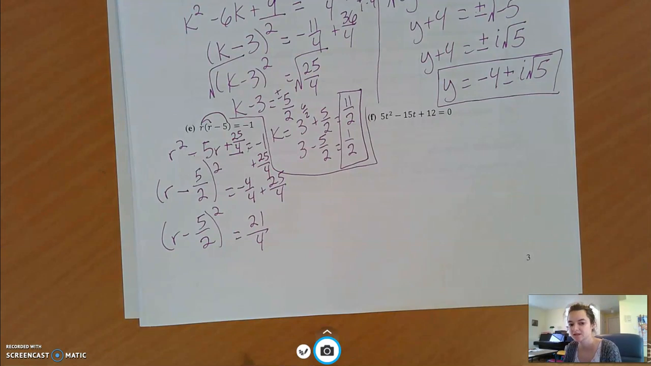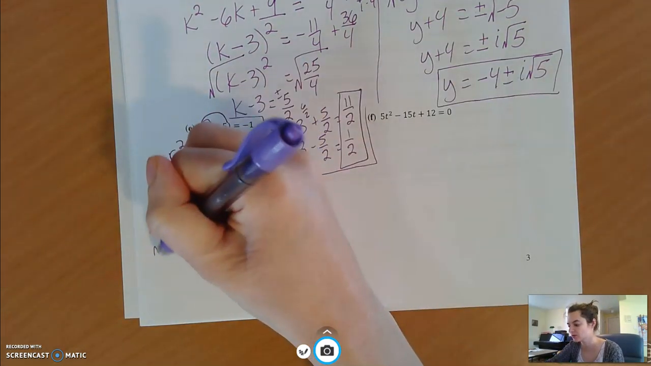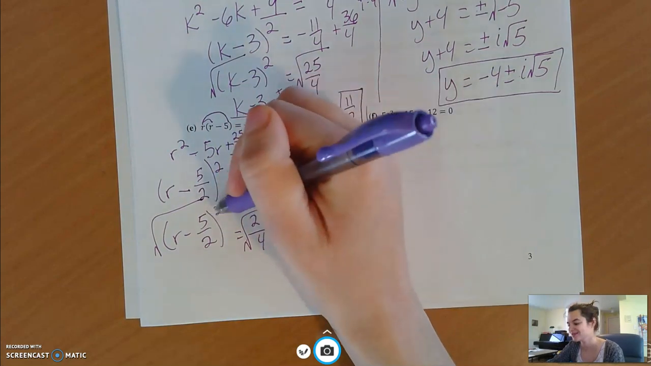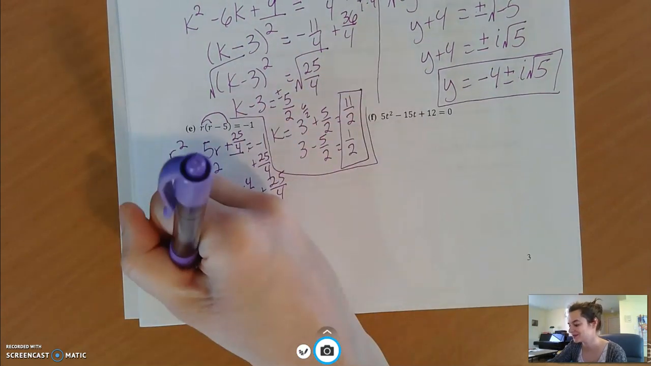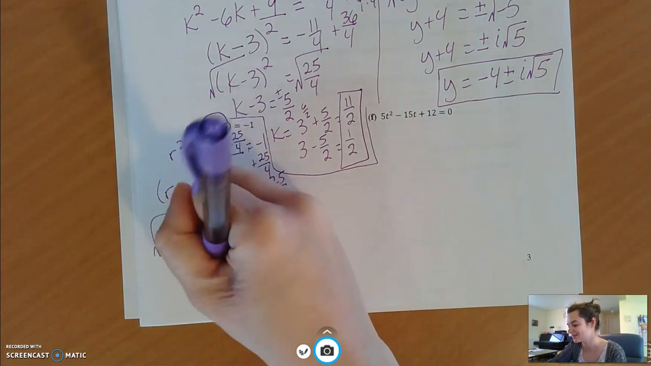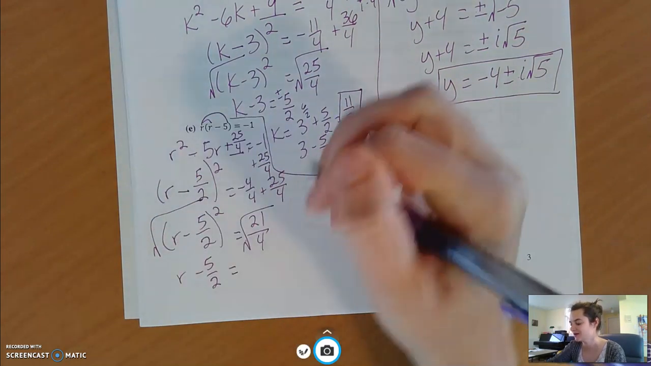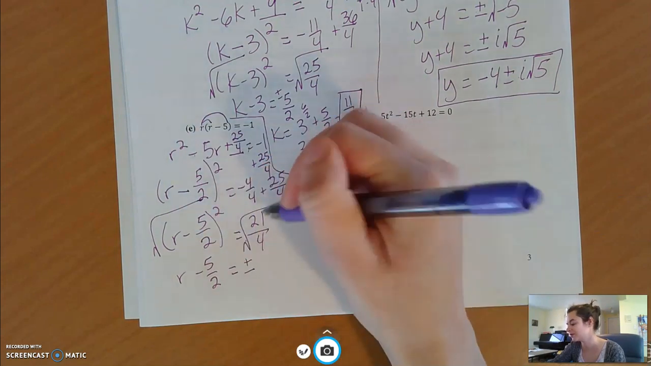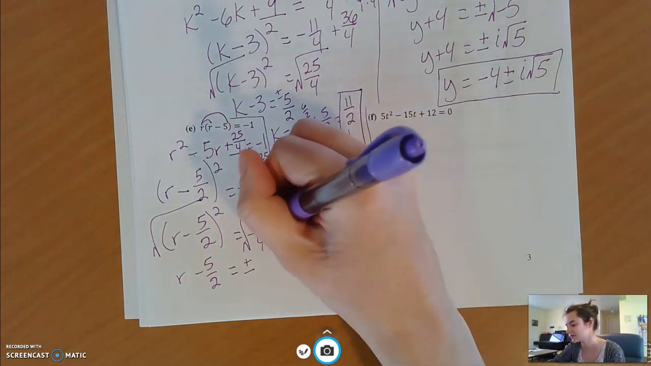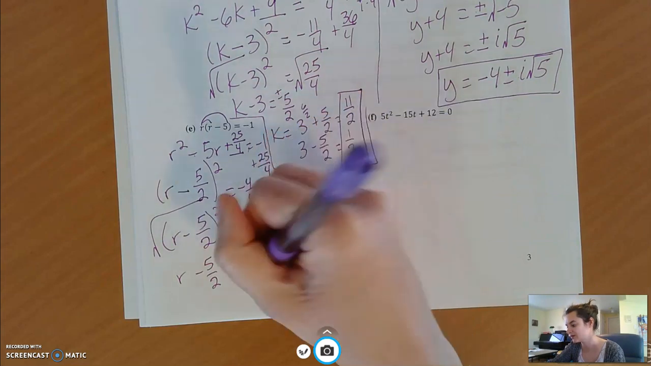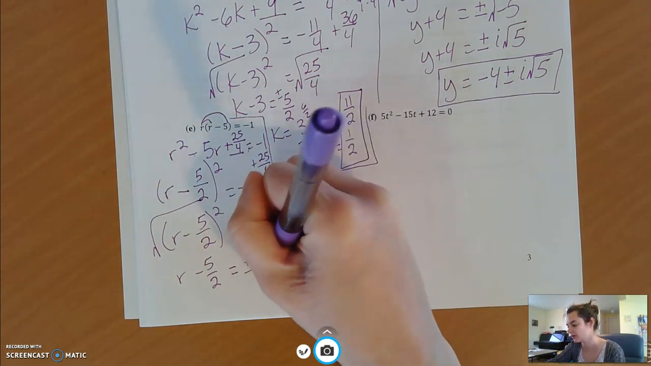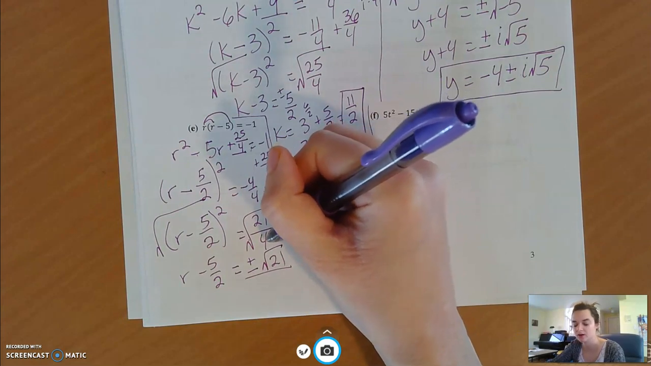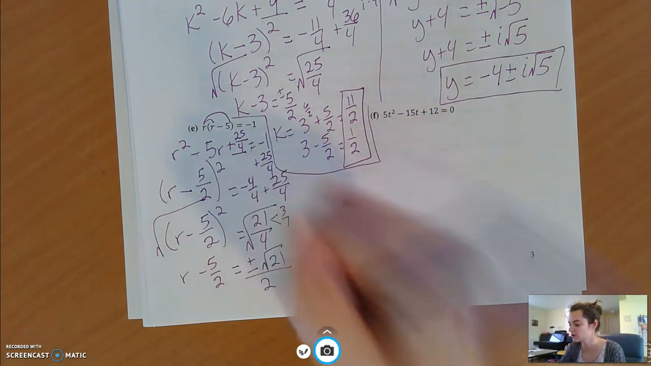Okay. Next up, let's get rid of the squaring. So we're going to take the square root of both sides. The square root and the squaring are going to undo each other, so that'll be r minus 5 halves on the left. On the right side, we do need to do the plus or minus square root. 21's not going to simplify. That's 3 times 7. So we'll have the square root of 21. The square root of 4 does simplify, though. That's a perfect square. The square root of 4 is 2.